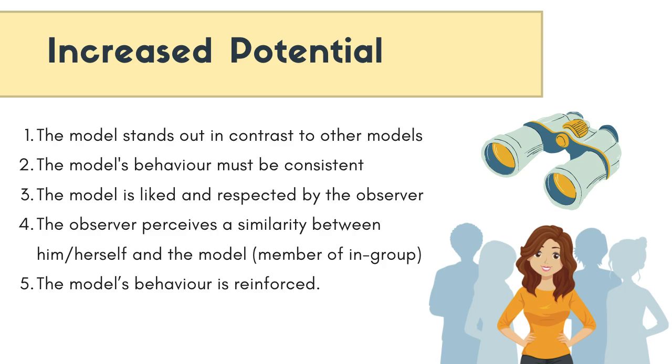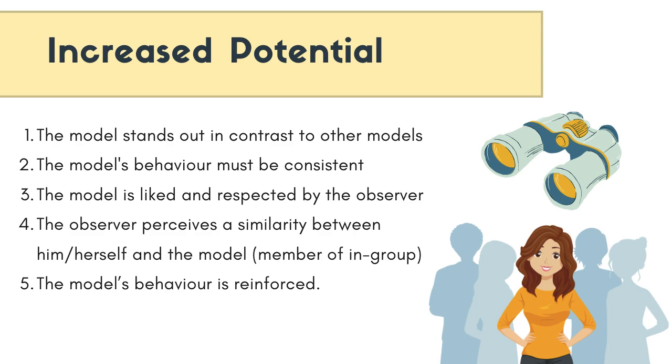The next factor is that the model's behavior must be consistent. If we see the model we've chosen to observe be helpful only on one occasion and be mean or apathetic in other occasions, we are unlikely to learn that helping behavior because there's no consistency and we're not observing that behavior over time.